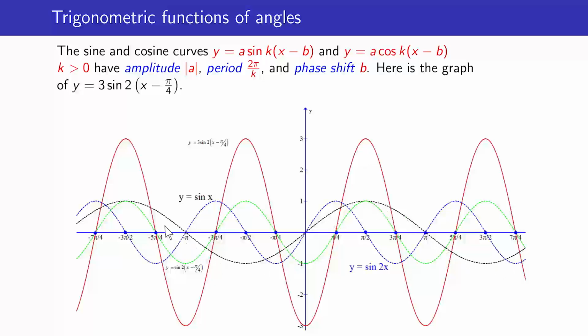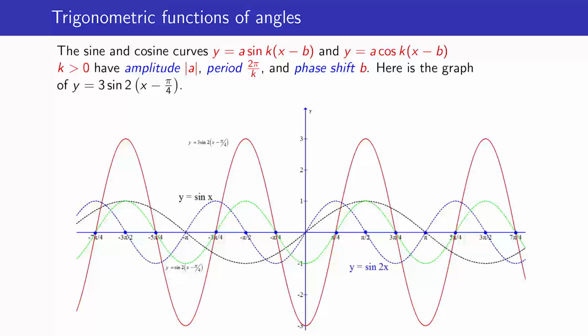Now, the 2 tells us that we are going to shrink this graph horizontally by a factor of 1/2. For example, this point π will become π/2. The point −π here becomes −π/2. So we shrink the black graph horizontally by a factor of 1/2. Then we get the blue graph. The blue graph is the graph of y = sin 2x.